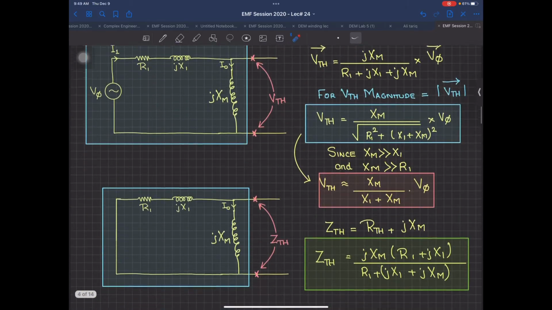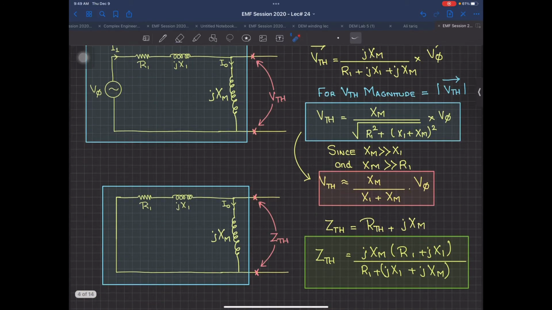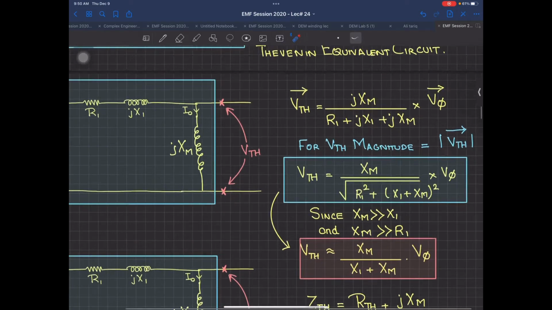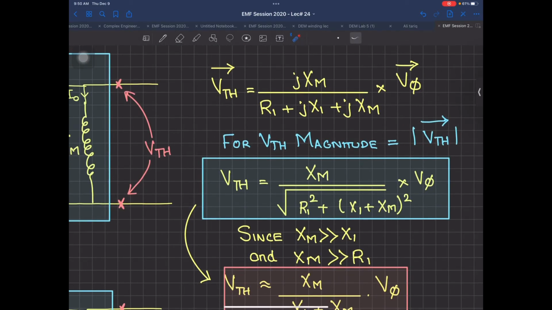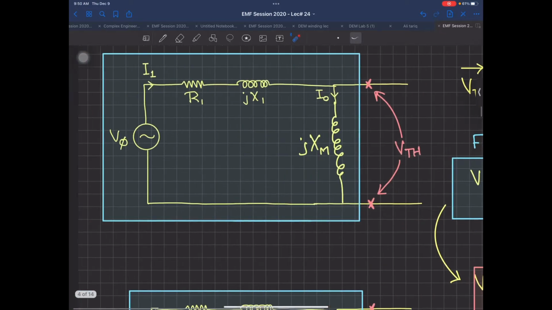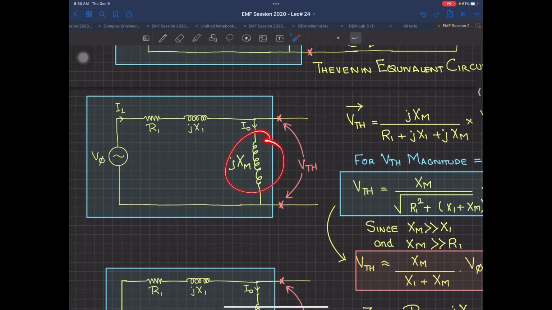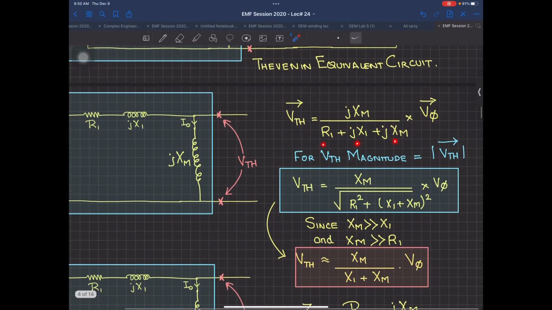Coming back to this one, there are some approximations, and if you have done any numericals from this chapter, maybe 6 point. Here you have V Thevenin equal to, in phasor form, you have an inductor which is actually a reactance, and then I have R1 plus JX1. So I need to find out the voltage at this point. This means JXM divided by the total impedance, and that total impedance is R1 plus JX1 plus JXM.